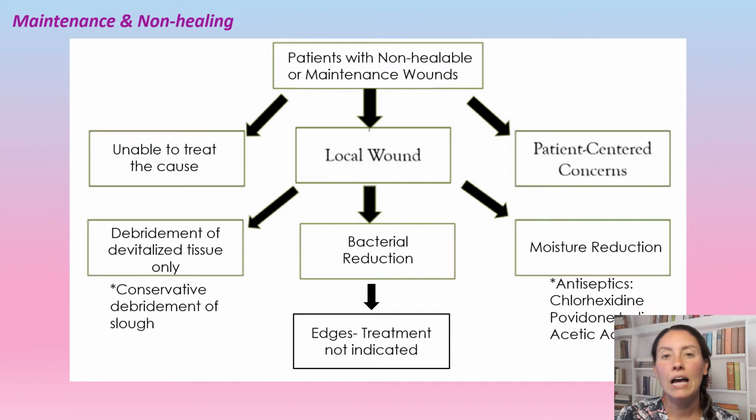So next we have our maintenance and non-healing wounds. So I do have here a different wound paradigm. So this wound paradigm is specifically for maintenance and non-healing wounds, okay? So for whatever reason, these wounds are either going to be super slow to heal or not heal at all, we're unable to treat the cause, okay? We're not able to treat the cause.